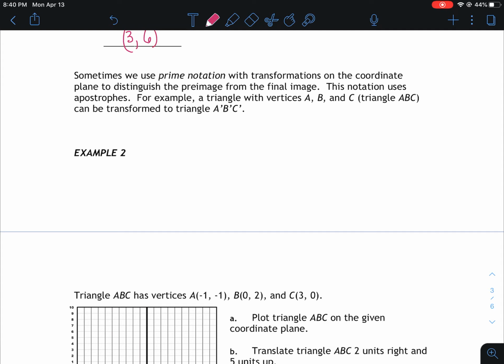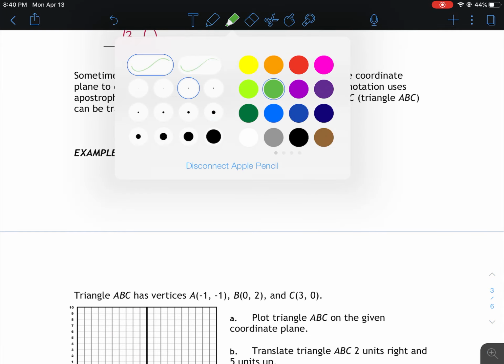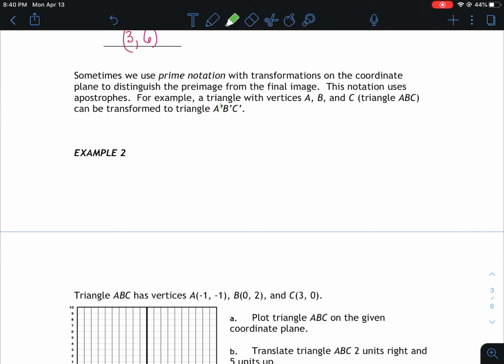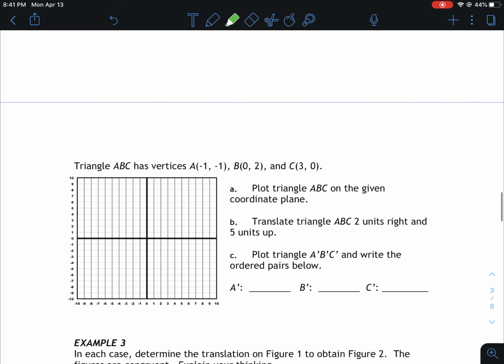All right, so here we go. Sometimes we use prime notation when we talk about the pre-image and the final image. So when we talk about that, we have triangle ABC, so we would plot that. And when you see the actual little lines here, these are called prime marks. When we talk about prime notation, we are talking about when it says A and then it looks like an apostrophe, B apostrophe, C apostrophe. That is called prime notation. Basically it's so that we don't have to write ABC and then A1, A2, B2, C2.